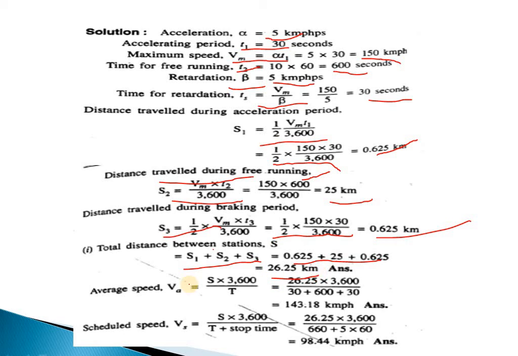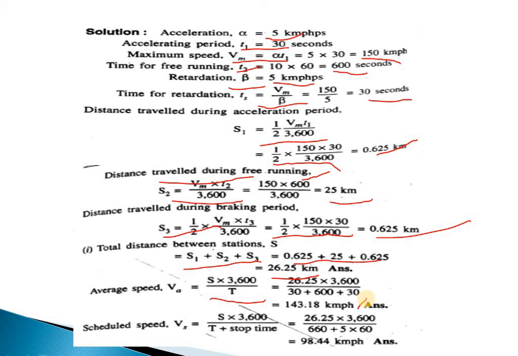26.25 km. Now we have to calculate the average speed. Definitely it will be the total distance divided by the total time. Since it is calculated in hours, we multiply by 3600. So this will be 26.25 into 3600 divided by the total time: 30 seconds for acceleration, then 600 for free running, and again 30 seconds for braking. So we have calculated an average speed of 143.18 km per hour.